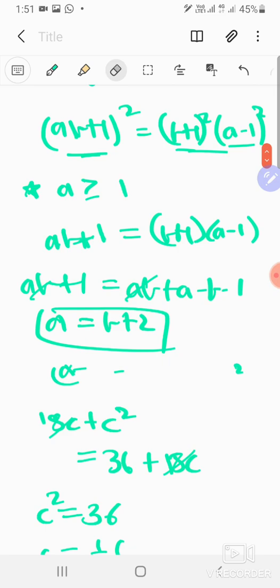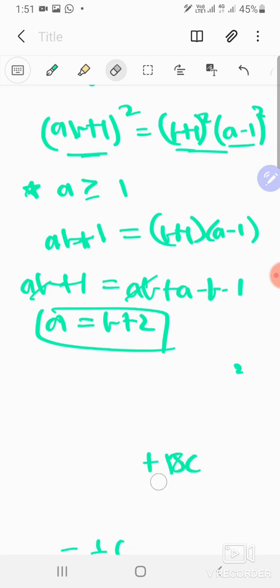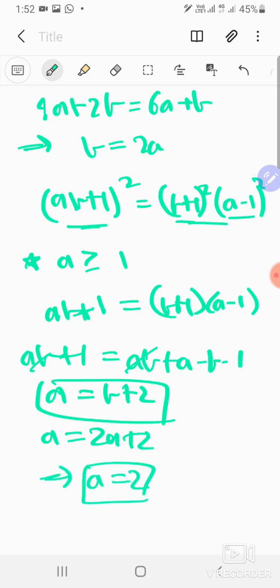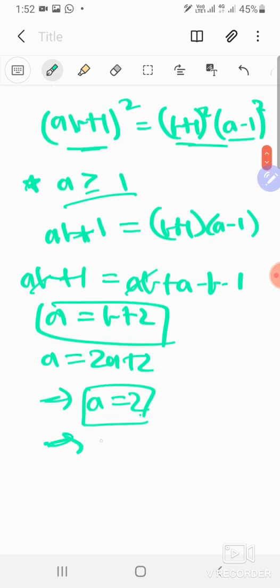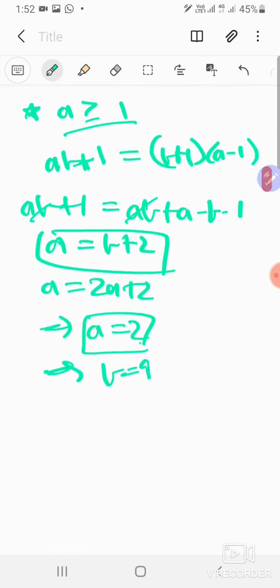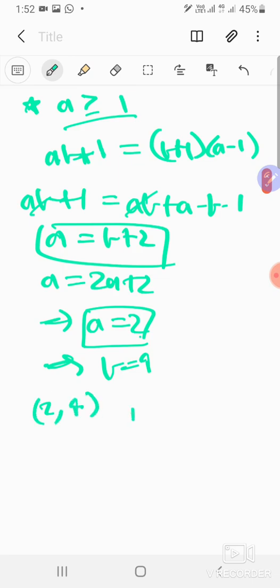Okay, let's just solve this first. So a equals b plus 2, but at the same time b is actually 2a, so a equals 2a plus 2. So that tells me a has to be equal to 2, and yes, it actually falls under this case, so that's correct. 2 is obviously bigger than or equal to 1, and that tells me b has to be 4. So a equals 2 and b equals 4 is a solution, right? So that's nice. You got 2 comma 4 is a solution.